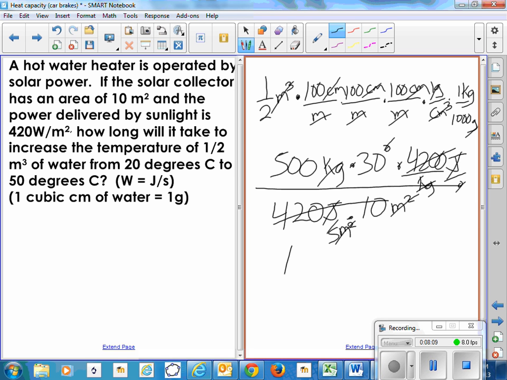We have 15,000 seconds. We have 1 over second, so the only units we have left are seconds. 15,000 seconds.